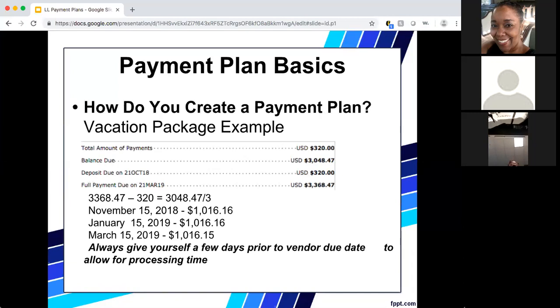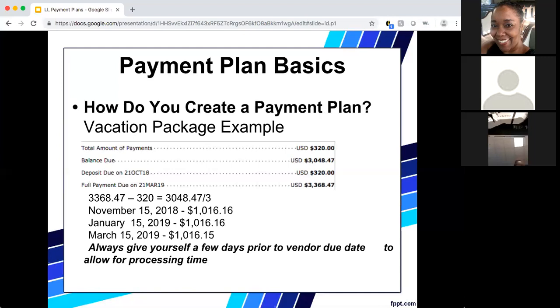Now, with this particular client, one of the things that they wanted to make it manageable was to do like 3 payments so they could split it up and not have to come up with all of it at one time. So we looked at doing a November payment, then have them off for December because of holidays, make a January payment, and then make a March payment. But as you notice, that final payment date the vendor was requiring was March 21st.